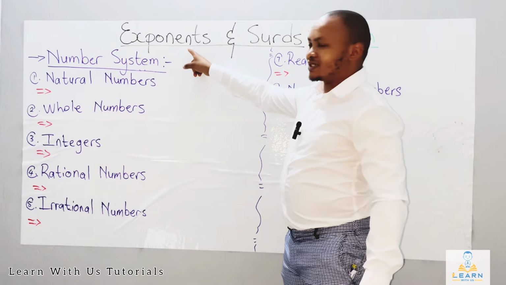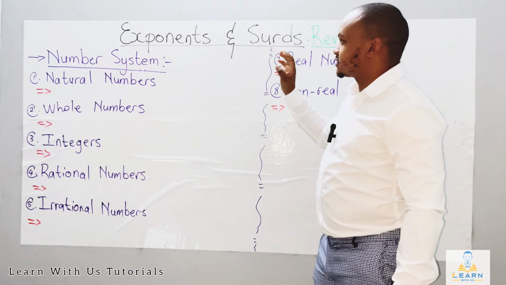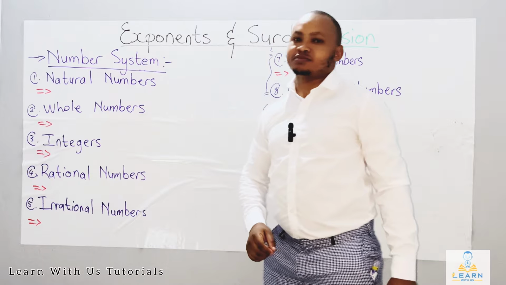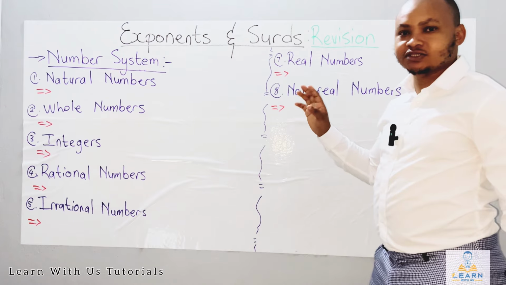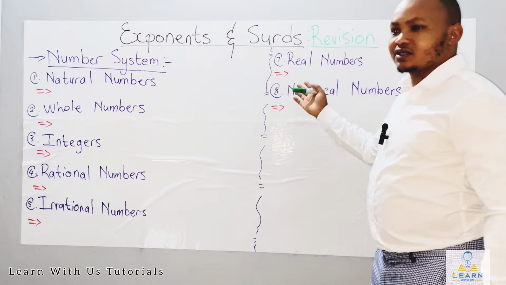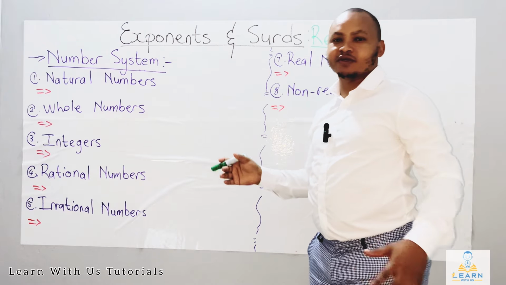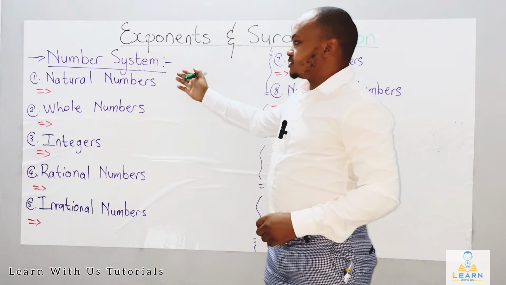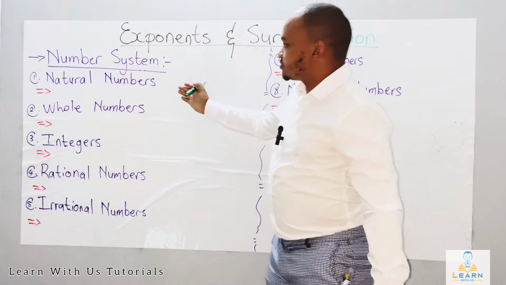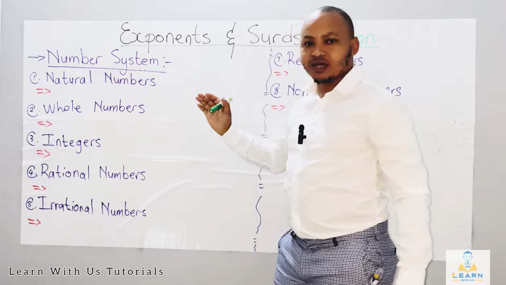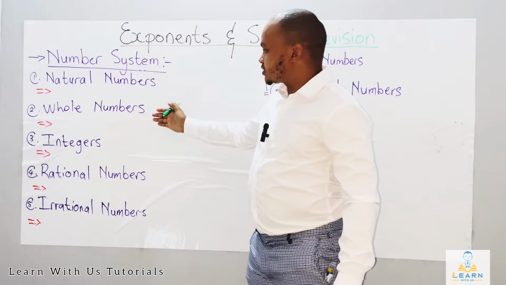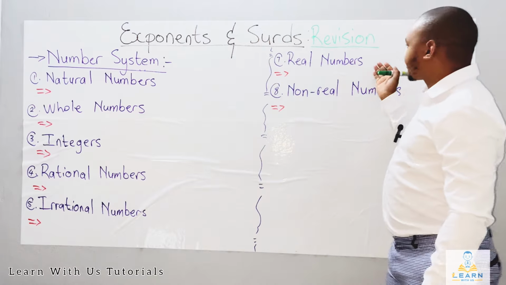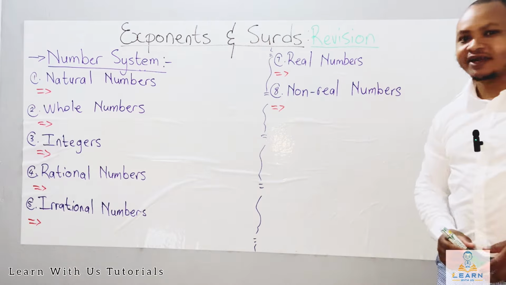For us to be able to understand exponents and surds, the main thing that we need to do is to unpack number systems. This is grade 12 content, paper 1. And mainly, most of this content forms part of the first question in paper 1. Alright, number systems. These are the components that we are going to unpack: natural numbers, whole numbers, integers, rational numbers, irrational numbers, real numbers, and non-real numbers.